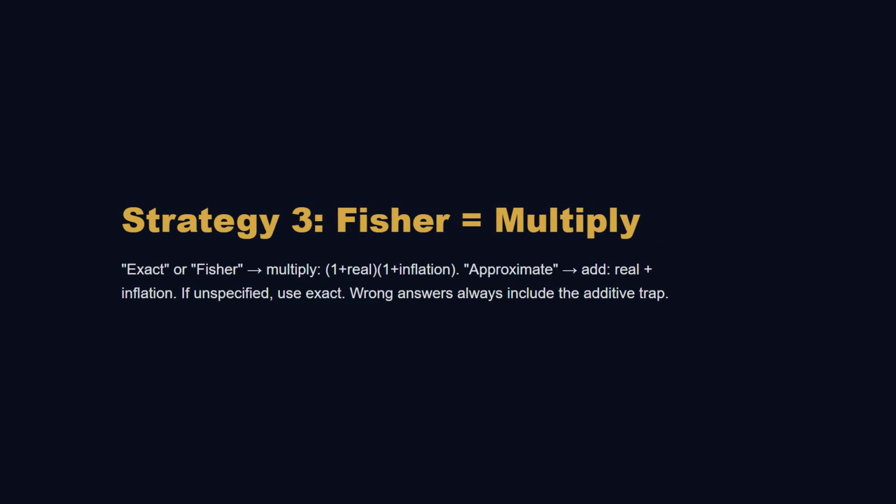Strategy 3. When a question says Fisher equation or exact, you must use multiplication. 1 plus real times 1 plus inflation. When it says approximate or uses the word roughly, simple addition is acceptable. If it does not specify, default to the exact method. The wrong answer choices on Fisher questions almost always include the additive approximation.